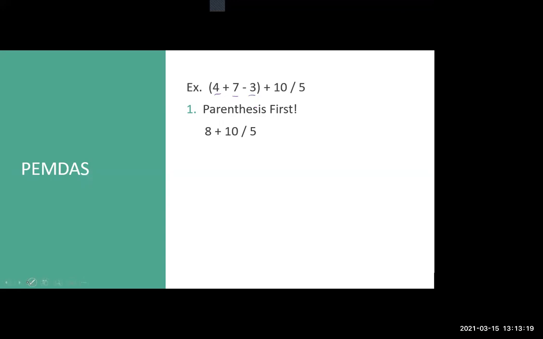Now, exponents, I get to skip that step because this problem does not have any exponents in it. So next I'm going to do the division. So 10 divided by 5, that's 2. So I get 8 plus 2, which is 10. So parentheses, then exponents, multiply or divide, and then add or subtract. Okay, let's look at one more.